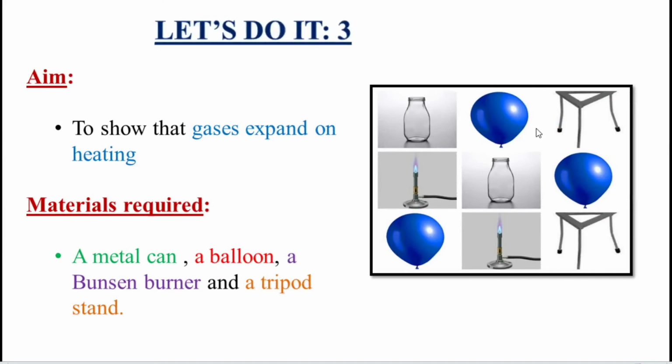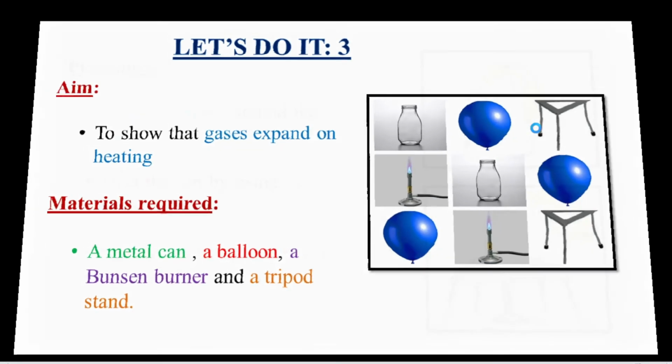So this is the third activity. The aim of the activity is to show that gases expand on heating. So what materials are needed? A metal can, a balloon, a Bunsen burner, and a tripod stand. You can see in the picture, these are all the materials needed. With the help of these materials, we are going to do this activity.